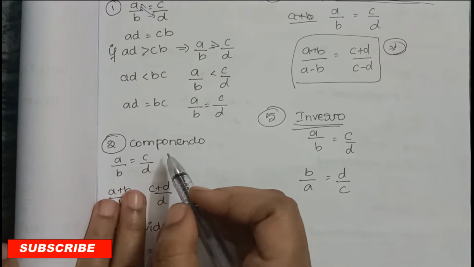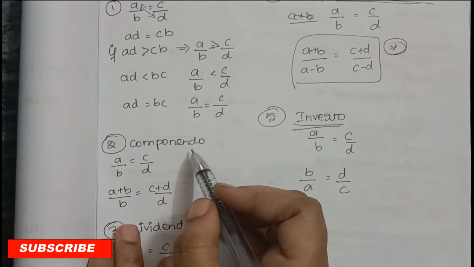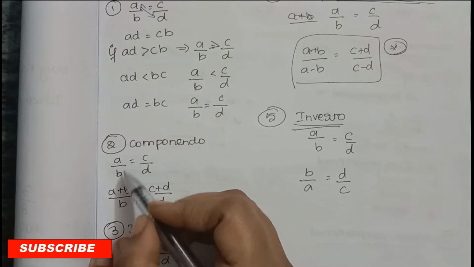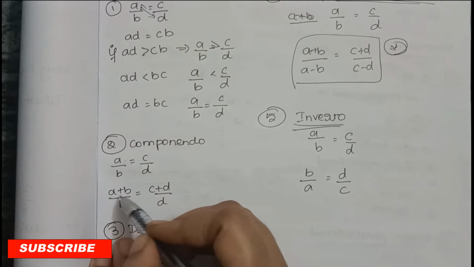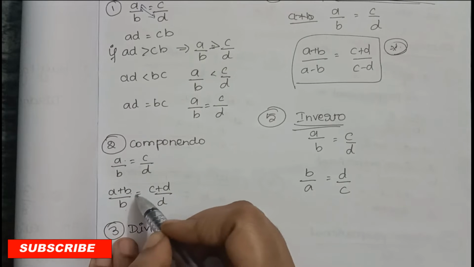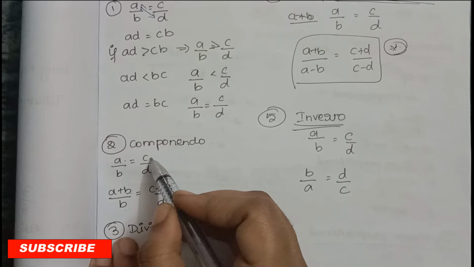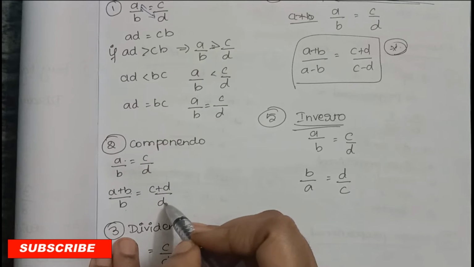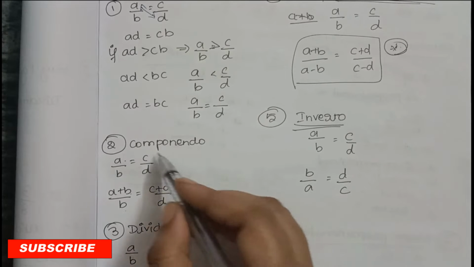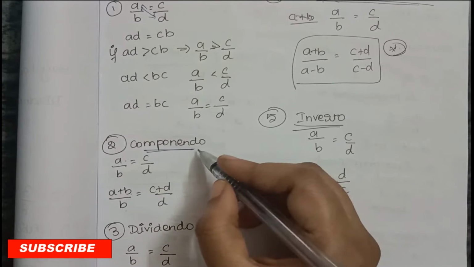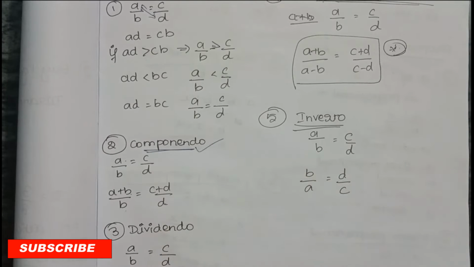And the componendo rule is used in ratios. If A by B is equal to C by D, add denominator to numerator. Then A plus B divided by B is equal to, here also add denominator plus numerator, C plus D divided by D. It is the componendo rule. These rules are used in simplifications. So kindly remember these rules.